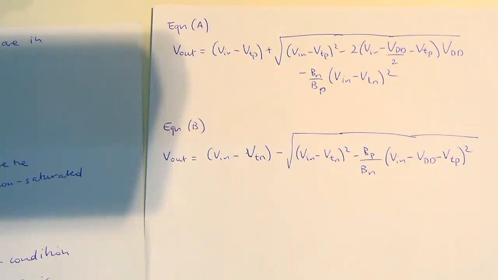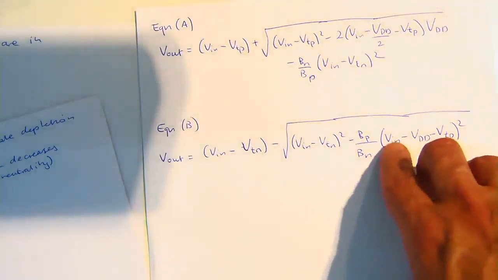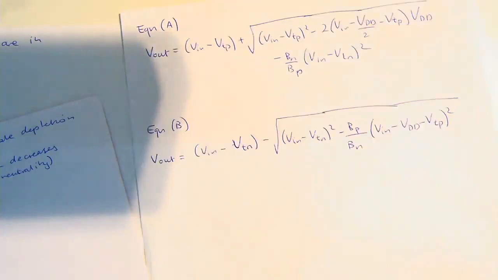So what it means is, if you want a good, balanced inverter, you will need to have the size of your P transistor almost twice as large as your N type. Otherwise, the current and the voltage that you receive at the output is dominated by your P-type device. Now, what's the disadvantage of doing that?